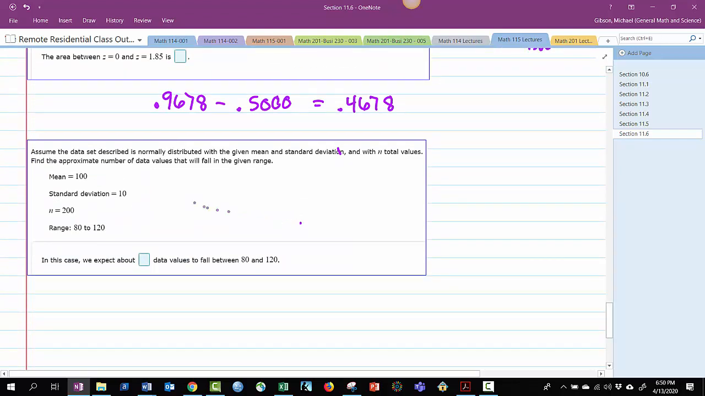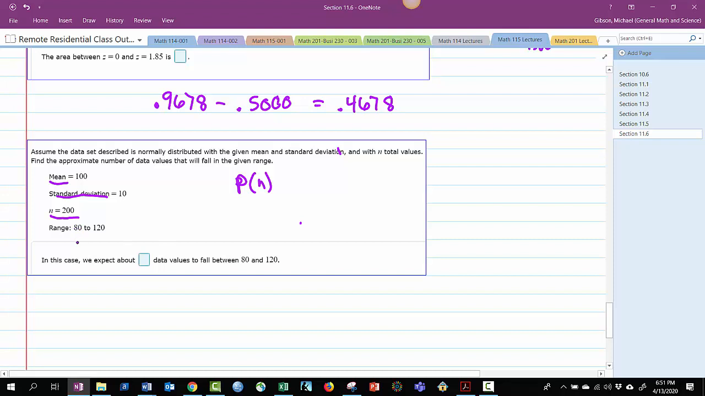Okay? So assume the data set described is normally distributed with a given mean and the given standard deviation with n total values. So what's going to happen is they're going to say the mean is 100, standard deviation is 10, and there are n values in this distribution. Find the approximate number of data values that will fall in the given range. So what we're going to do is find the probability of falling in the range, and then multiply that times the number of data values. That'll give us how many data values we'd expect in that range.